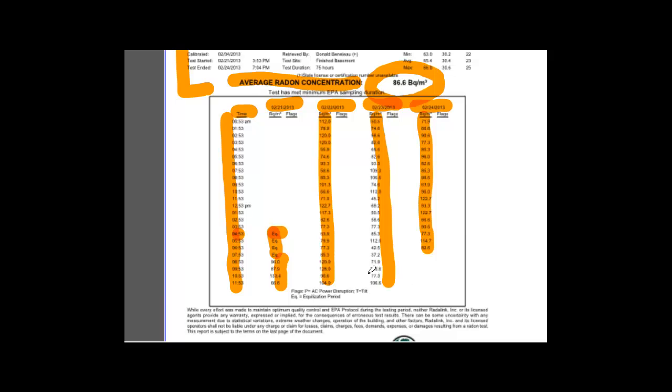If you look at the bottom of the previous slide we were looking at, you would see the legend for any of the flags. P would be a power disruption, so if somebody unplugged the test to move it outside, then it would be noted, and T would be a tilt. So here's an example of a flag that's noted during the first hour where the actual device was picked up, and we do have the equalization period noted in this.